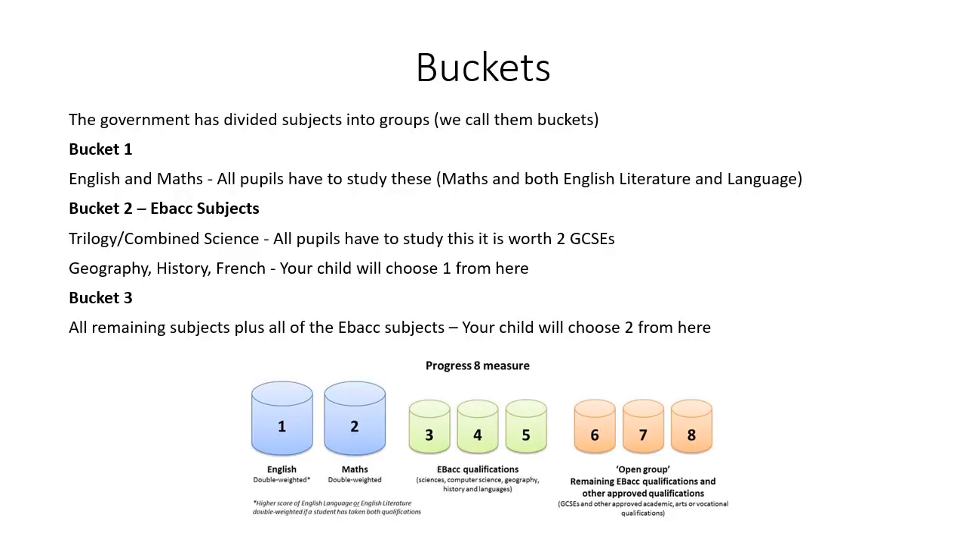When your child chooses their options, there are certain rules that we have to follow. In order to help with this and better explain it, we have split the subjects into what are referred to as buckets. In bucket 1 is English and Maths. All pupils in Year 9 have to study Maths and both English Literature and English Language in Key Stage 4. Bucket 2 is made up of what we call the EBacc subjects. Every student will do science, and then in addition, every student will have to choose one of the following: either geography, history, or French. Bucket 3 is made up of all the other subjects and any remaining EBacc subjects. From Bucket 3, your child will make 2 choices.